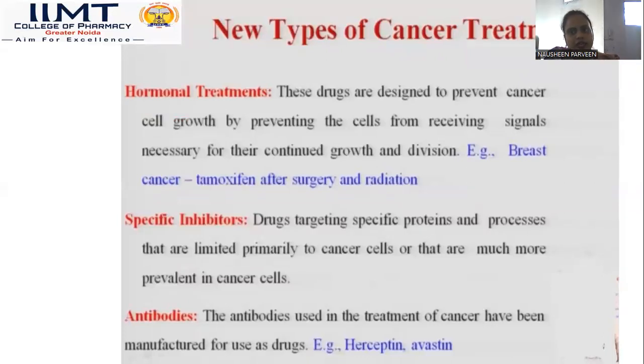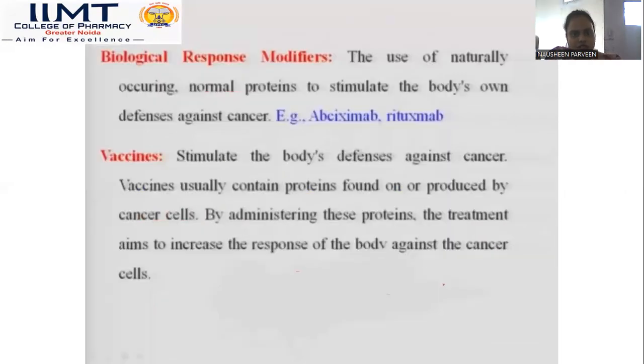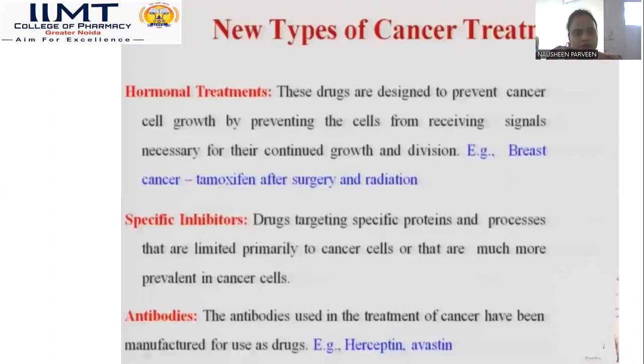New types of cancer treatment. First is hormonal treatment. Next, specific inhibitors. Next, antibodies. Next, biological response modifiers, and vaccine. First one is hormonal treatments. These drugs are designed to prevent cancer cell growth by preventing the cell from receiving signals necessary for their continued growth and division. Example, breast cancer, tamoxifen after surgery and radiation.